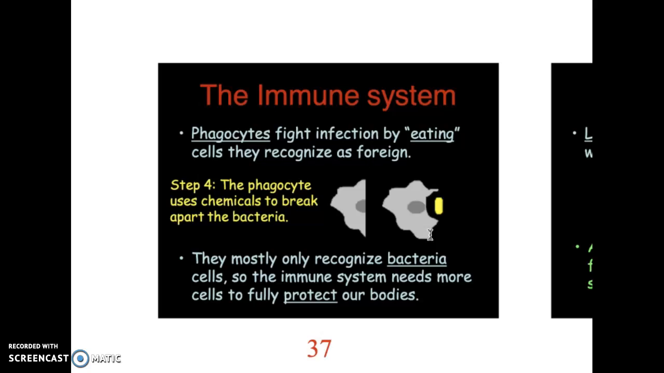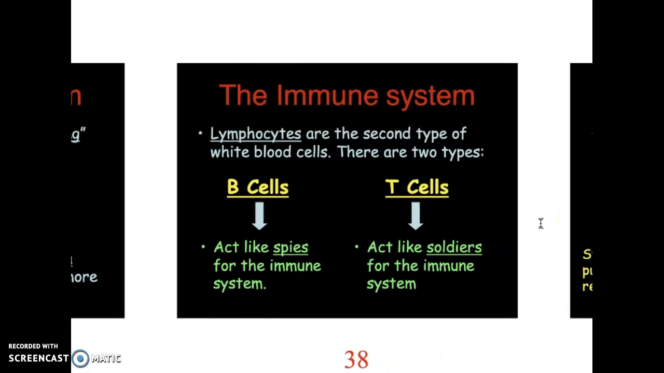Now we know what phagocytes do. Now let's look at lymphocytes. Lymphocytes are the second type of white blood cells. There are two more types, which are B cells and T cells. Now, B cells act like spies for the immune system. They look for information, they see what's going on in your body, what needs to be done. And T cells act like soldiers for the immune system. Now, these actually fight the infection. They kill the germs that enter our body. So these are the different types of cells that we are looking at.